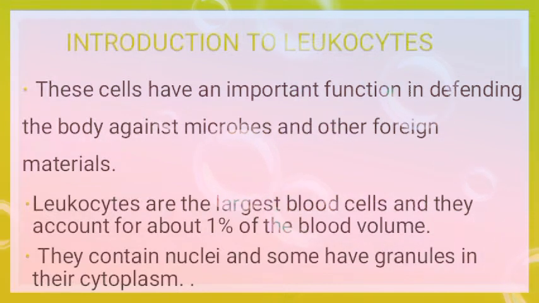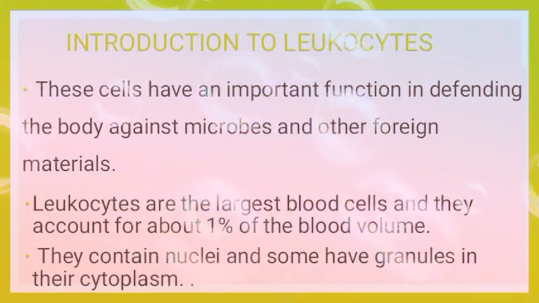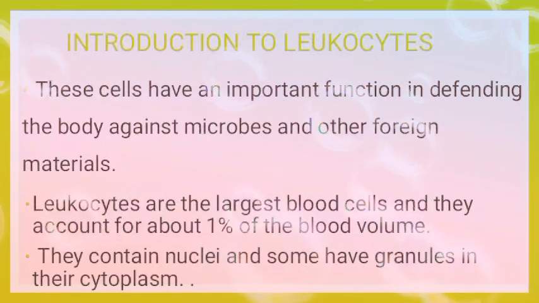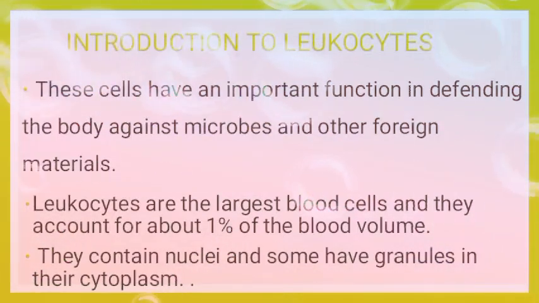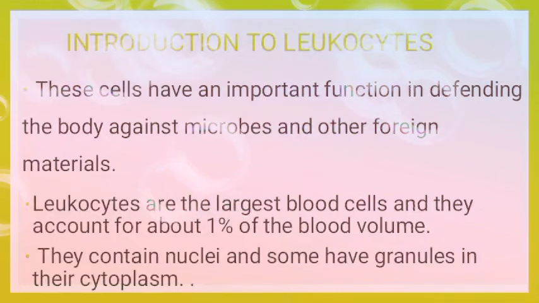The primary function of the leukocytes, you have to understand, is that they are the types of cells that have the important function of defending the body against microorganisms and foreign invaders that can attack the body. Remember, leukocytes are just white blood cells. Erythrocytes are red blood cells. Then platelets are thrombocytes. So these white blood cells defend the body against microorganisms and foreign materials that can be detrimental to the body. And we're saying that the leukocytes are the largest blood cells, though they account for about 1% of the blood volume.